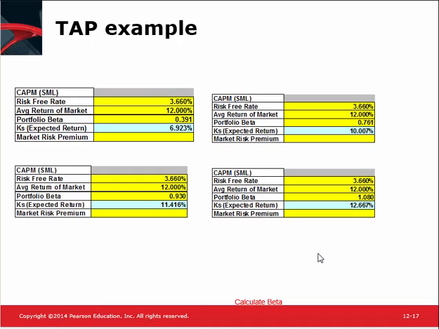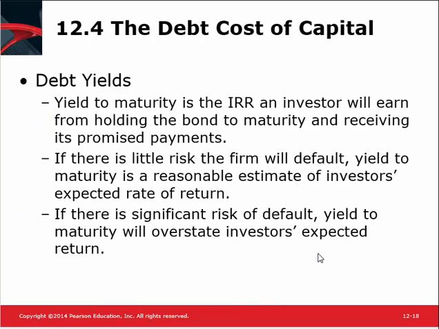There's a lot of numbers in between those two data points. So we have a very wide range of possibilities for the cost of equity for Coors.